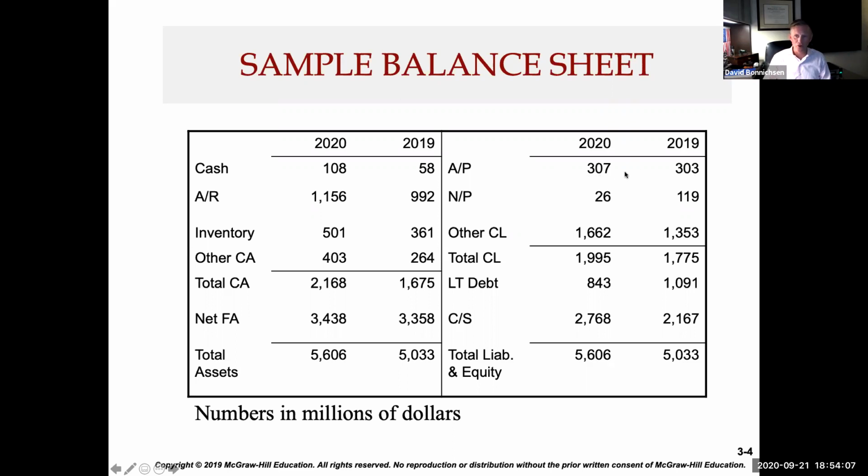So if we have an increase in accounts payable, would that be a source of cash or a use of cash? Source. Drew, why? Well, I mean, it's the opposite of accounts receivable, I guess, because you're not using that cash at the given time and you're deferring it out.